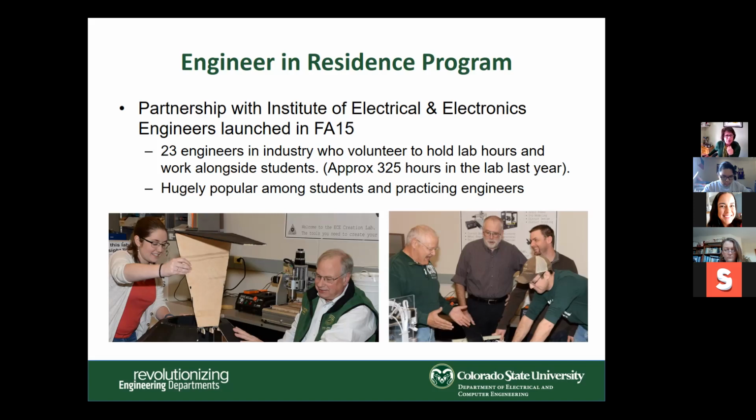So the EIR is a partnership with the Institute of Electrical and Electronic Engineers, which is IEEE. We have a student chapter of IEEE in our department. The program was launched in the fall of 2015. There are approximately 23 local engineers in industry who volunteer to hold lab hours and work alongside our students in our projects labs. Last year, they volunteered approximately 325 hours to work alongside our students in the labs. And it's hugely popular, not only amongst the students, but the engineers as well.